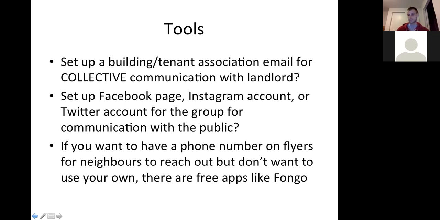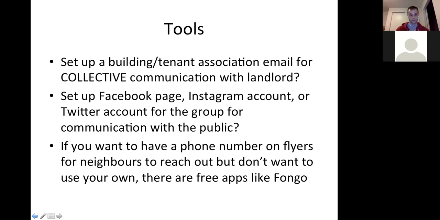So this is not for one tenant to just log in and send a maintenance request, but this is for communication between the tenant association collectively and the landlord. You might want to set up a Facebook page, an Instagram account, or a Twitter account, so that you could communicate with the public. So that could be the public face of the tenant association. We could talk about that a little bit more, I think, in the next presentation.